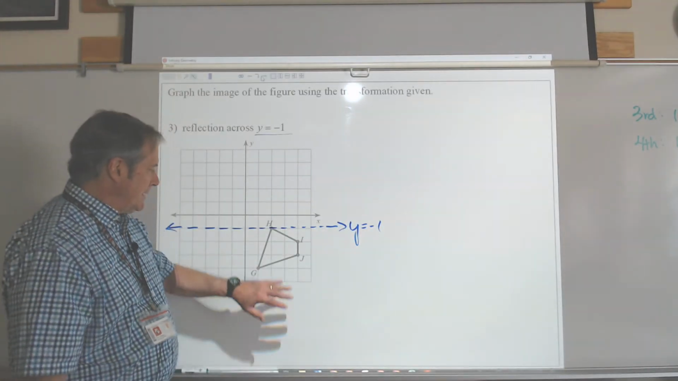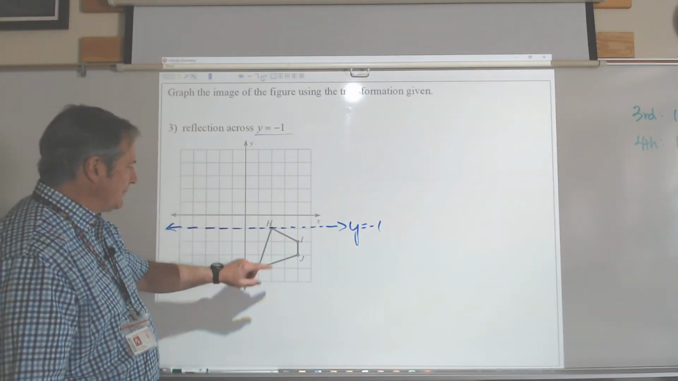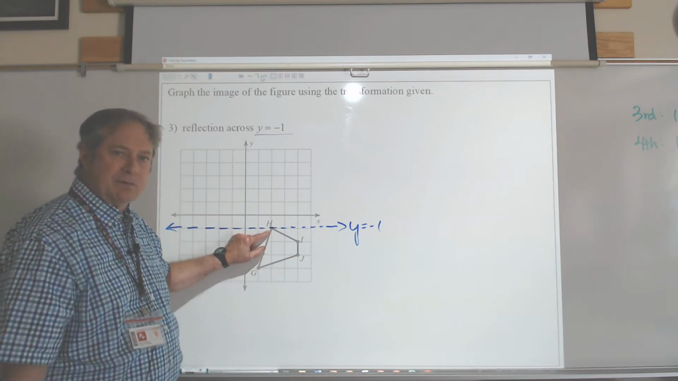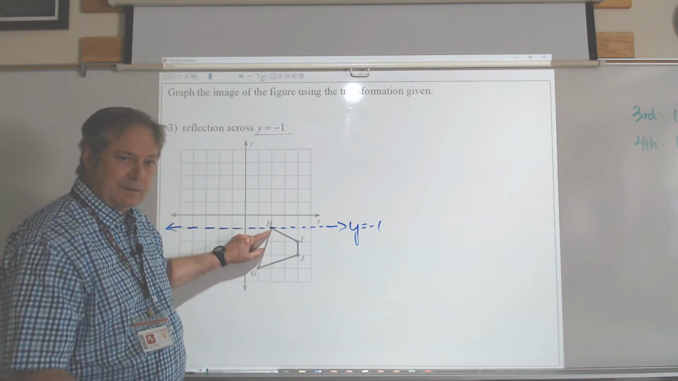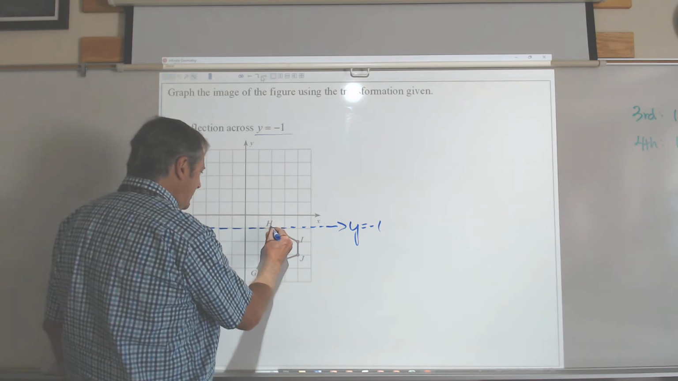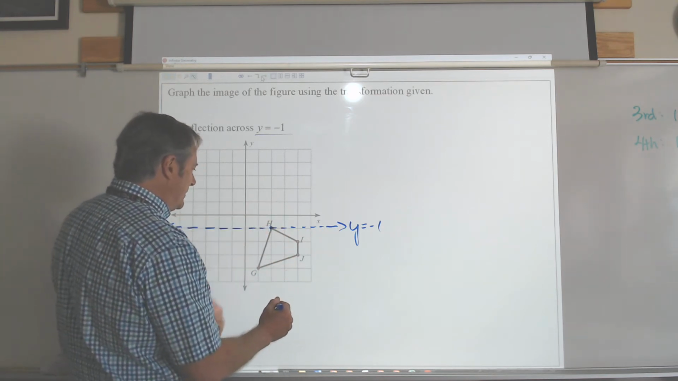Okay, now we're going to take this thing and flip it over. How is point H going to move? It's already on the line, isn't it? So it doesn't move at all. It stays put, sort of like a hinge. It's going to flip over.